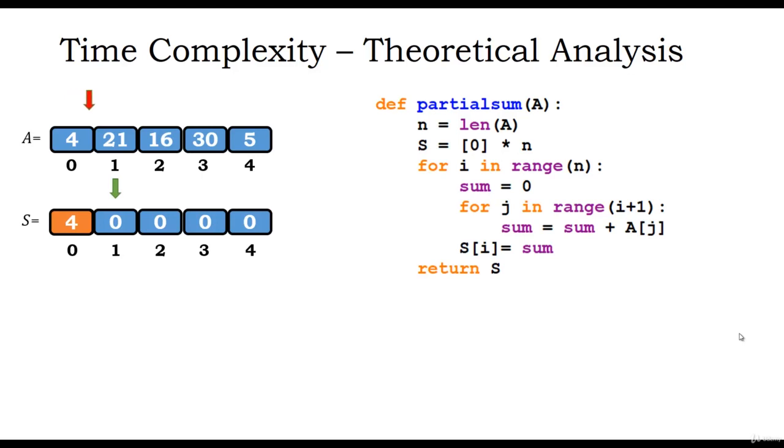and we will compute the sum of 0th and 1st index of array A, which is 25. We move on to the third element, and then compute the sum of 3 elements in array A. This will continue with the fourth element, where sum of 4 elements are stored in array S, and finally, the sum of all the 5 elements is stored in the last index of S array.